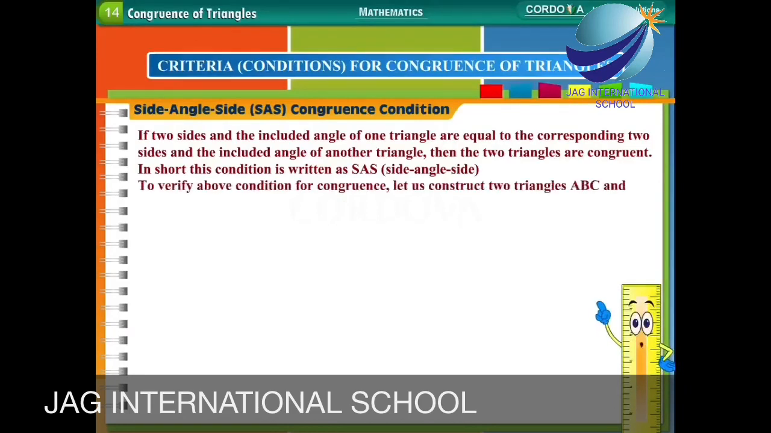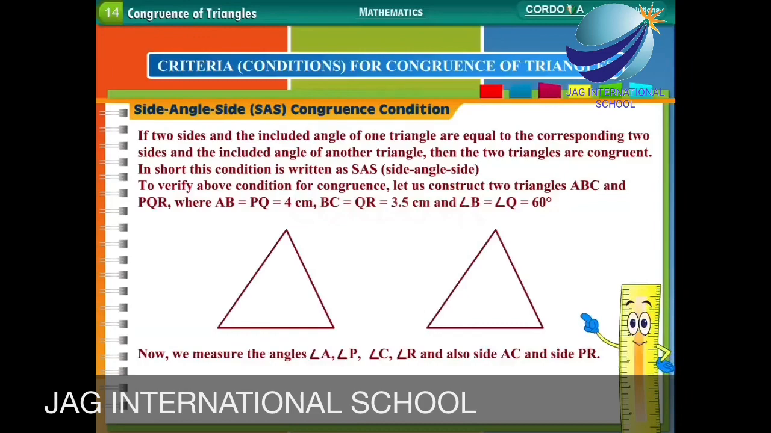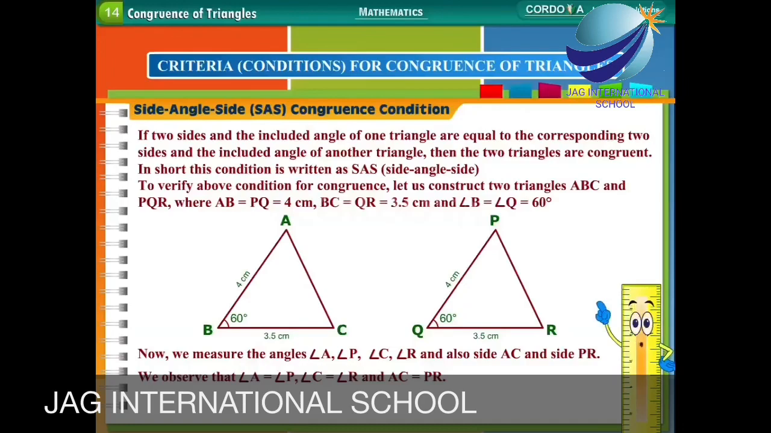To verify the above condition for congruence, let us construct two triangles ABC and PQR, where AB is equal to PQ, which is equal to 4 cm. BC is equal to QR, which is equal to 3.5 cm. And angle B is equal to angle Q, which is equal to 60 degrees. Now we measure the angles, angle A, angle P, angle C, angle R, and sides AC and PR. We observe that angle A is equal to angle P, angle C is equal to angle R, and AC is equal to PR. Hence, all 6 elements, 3 sides and 3 angles, are equal.